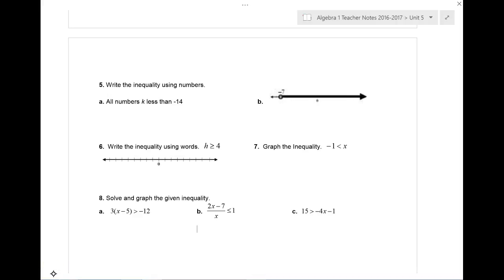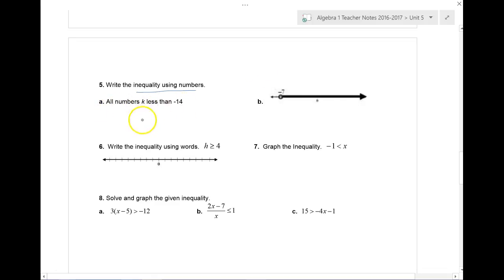Okay, we're on page 3. Now for number 5, what we're going to do is write these inequalities using numbers. So we're going to write it in a form that looks something like this. So let's say x is less than or equal to 7, or whatever it is. So basically we need to translate this sentence into that.